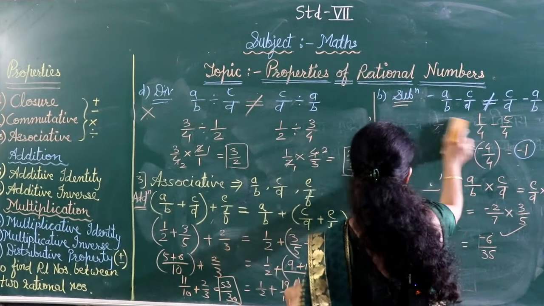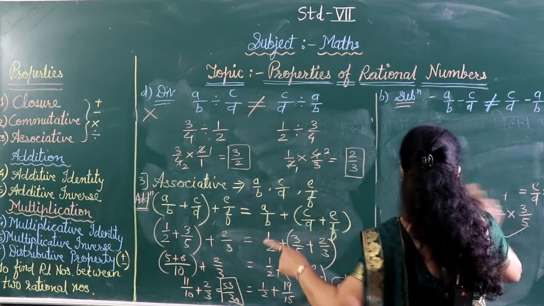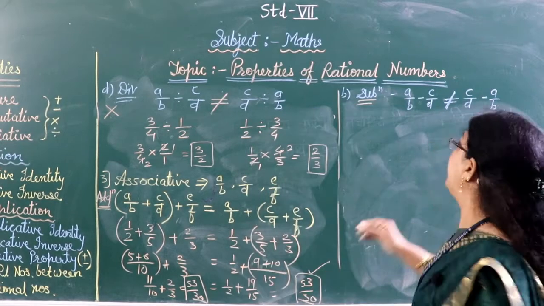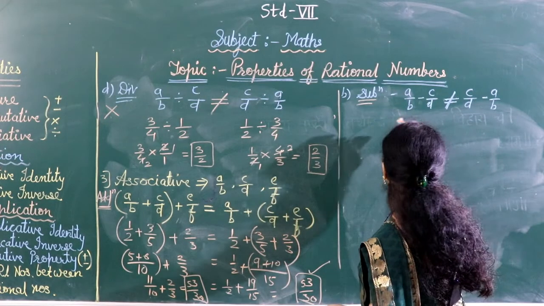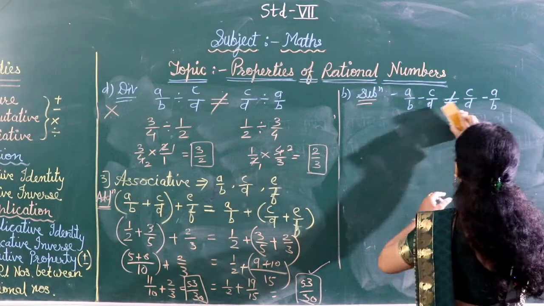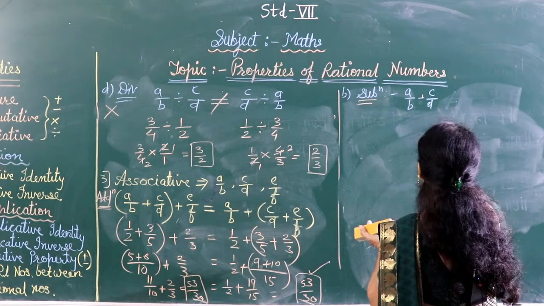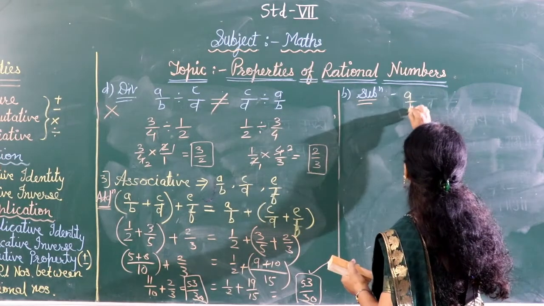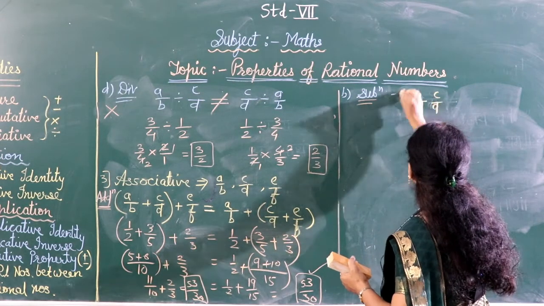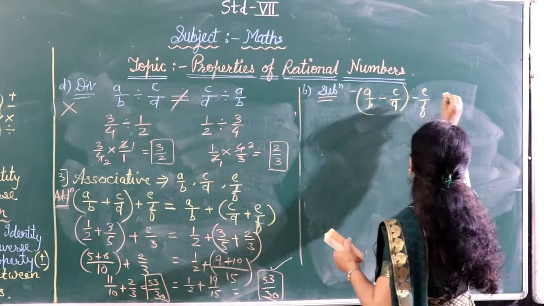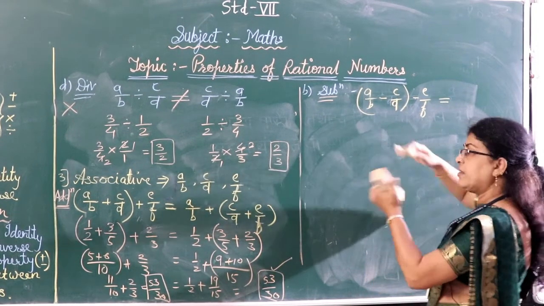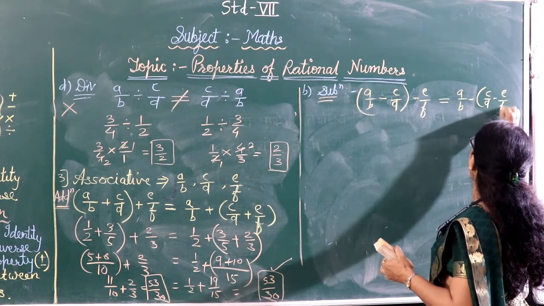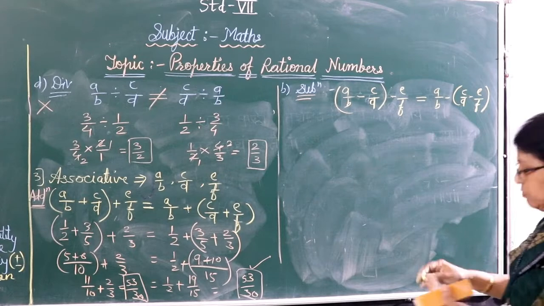Okay, now for subtraction. Instead of plus, which sign will come now? Minus sign will come. So let us take some numbers. For associative property, we write A by B minus C by D in bracket, minus E by F. Is it equal or not equal? That we will learn after solving. On the other side, A upon B outside, minus C by D minus E by F.